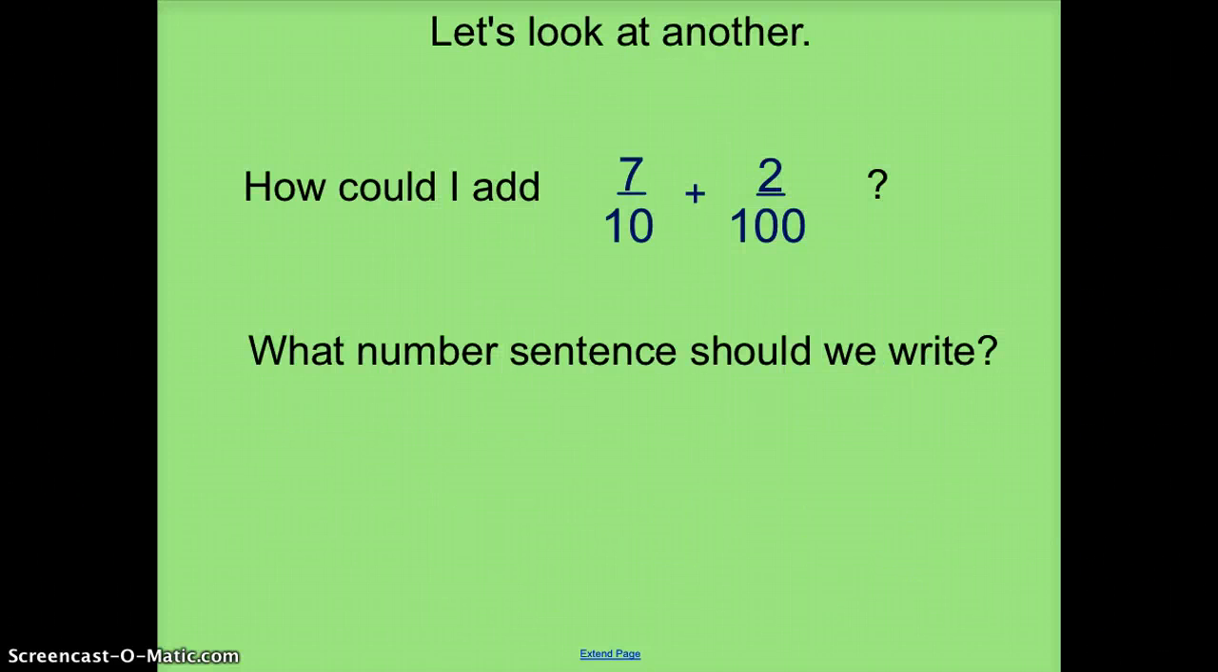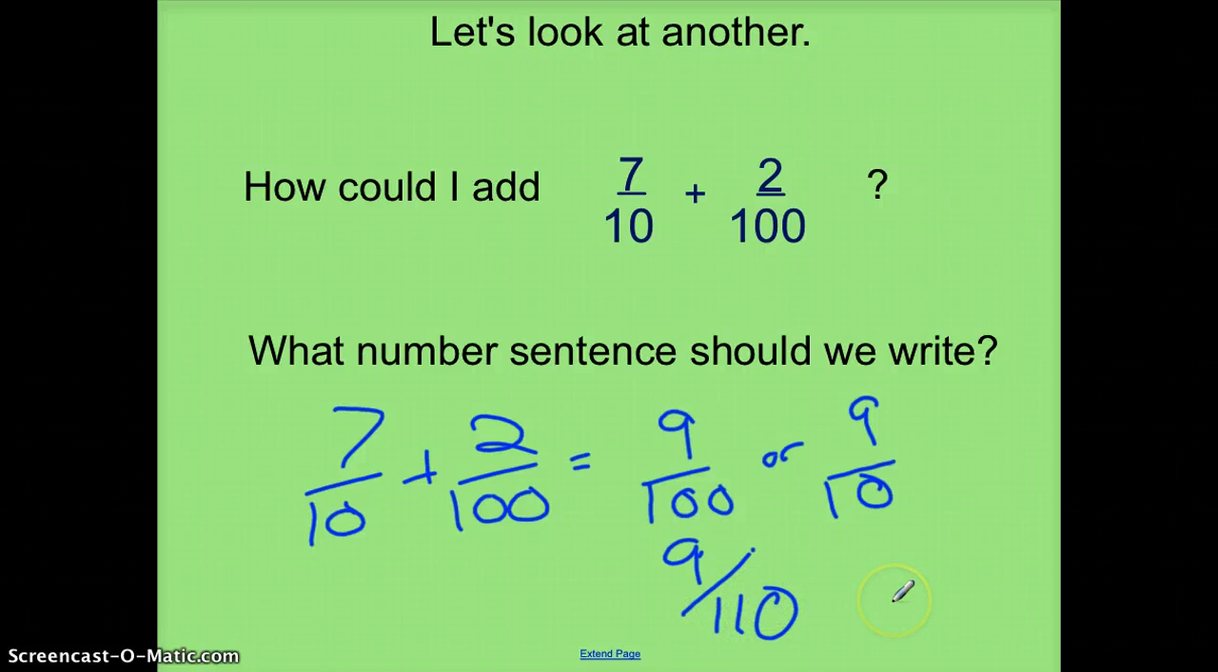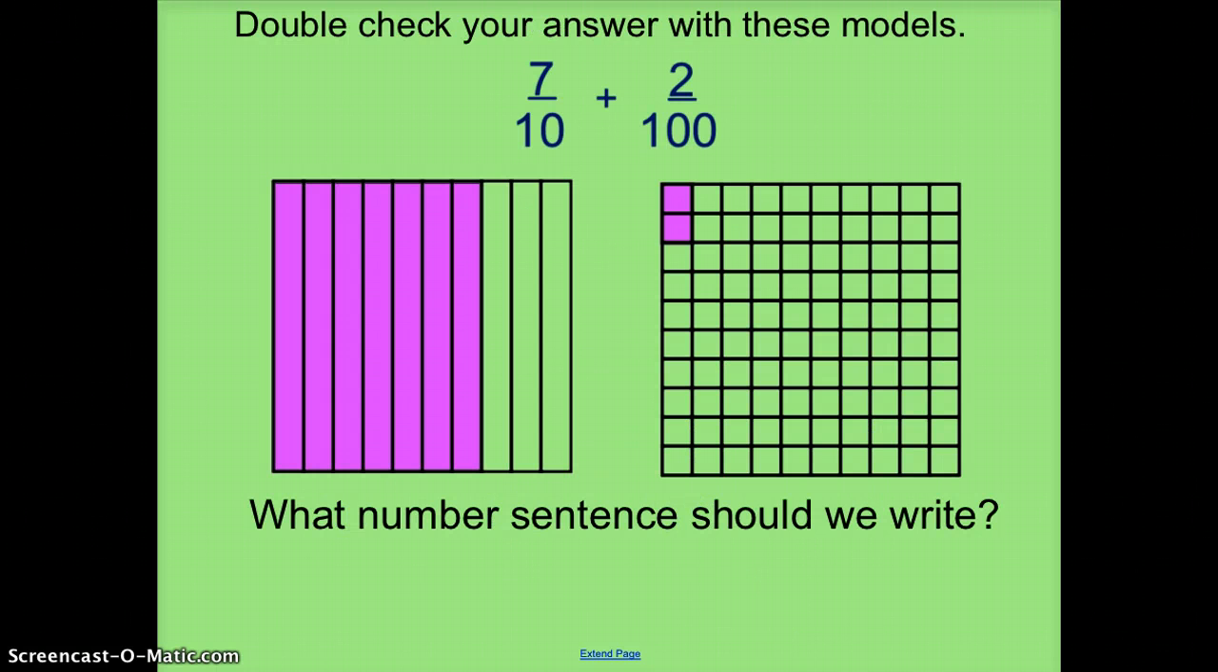Taking a look at another problem, 7/10ths plus 2/100ths. Be careful not to make a mistake like doing 7/10ths plus 2/100ths equals 9/100ths. Or maybe 9/10ths, both of those would be incorrect. Also 9/110ths would be incorrect. We need to come up with an equivalent. We need to change one of our fractions so that they refer to the same denominator.